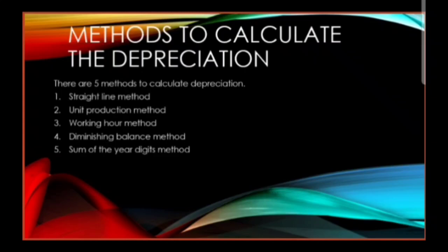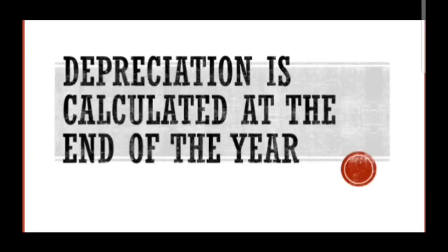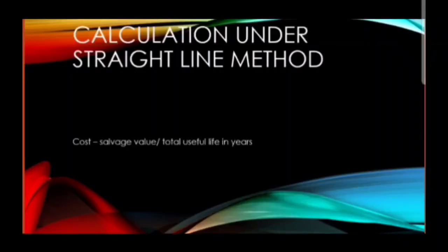Now let's have a look at how to calculate depreciation under all these methods by watching the calculation and the formulas used under these methods. Before starting the calculation, you must keep in mind that depreciation is calculated at the end of the year and not at the start of the year. Calculation under straight line method. The formula of straight line method says cost minus salvage value divided by total useful life in years.